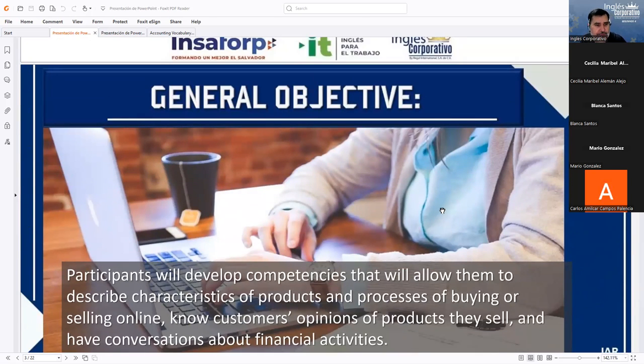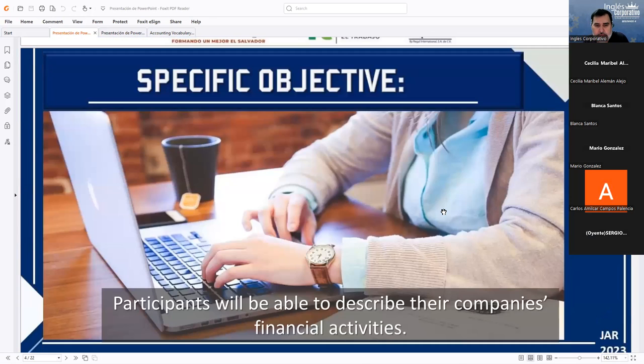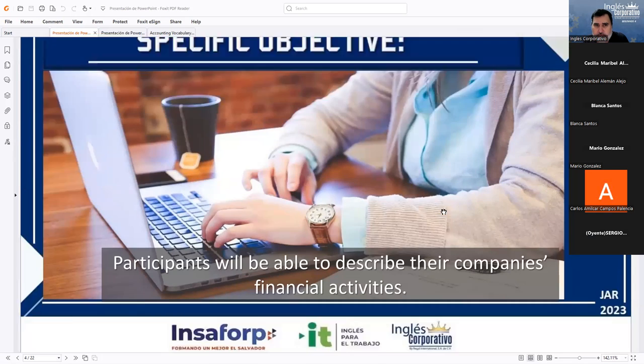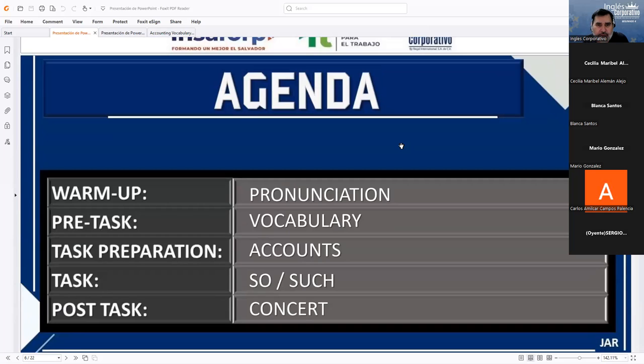This is the general objective. This is the specific objective. And this is the class objective. Participants will be able to describe financial activities correctly. And this is the agenda: pronunciation, vocabulary, accounts, so and such. And then we're going to finish talking about concepts. Basically, that's the idea.